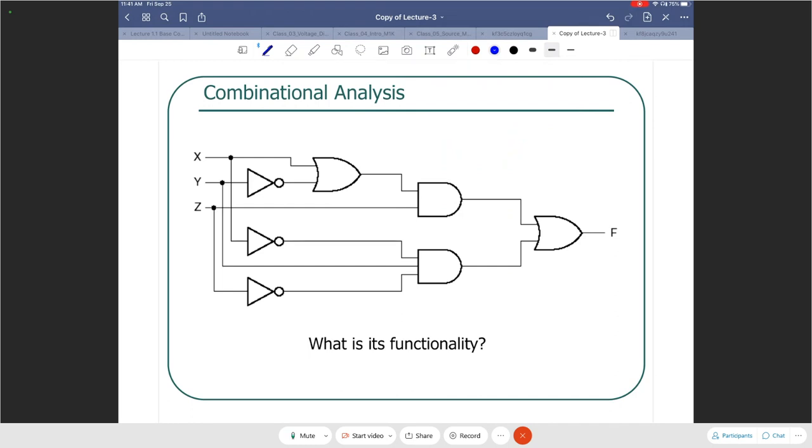So combinational, I'm just going to write the definition here. Combinational means circuits where output or outputs, could be many, depend on the combination, the keyword combination, hence combinational, depend on the combination of present inputs. No memory, in other words.